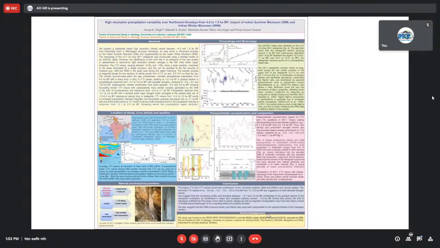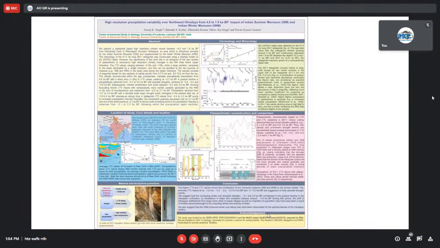The delta 18O values have high fluctuation from -4 to -10 per mil, which reflects that two monsoon sources are active in the Himalayan region, that is ISM and IWM. And finally, when we conclude this, we compare delta 18O values with the Indus River discharge and found that the drought events from 3.7 to 3 kbp contributed to the gradual decline of the Harappan civilization. And this drought event peaked at 3 kbp.